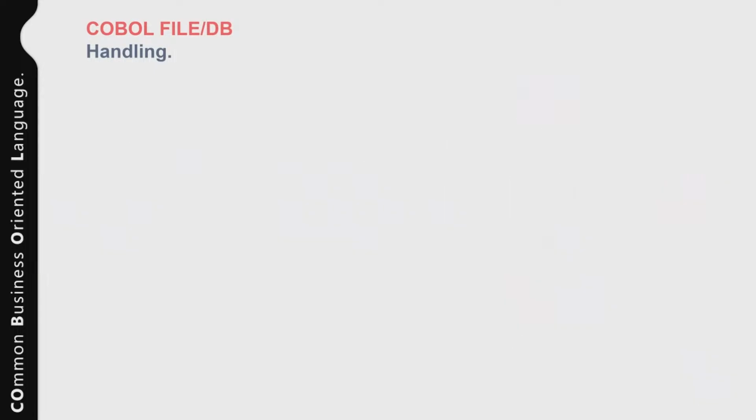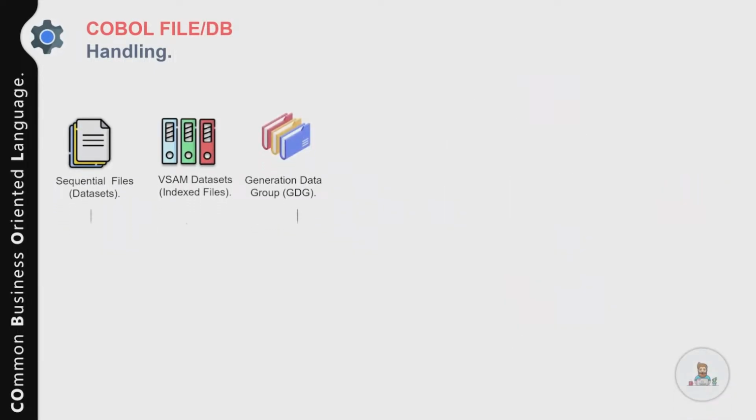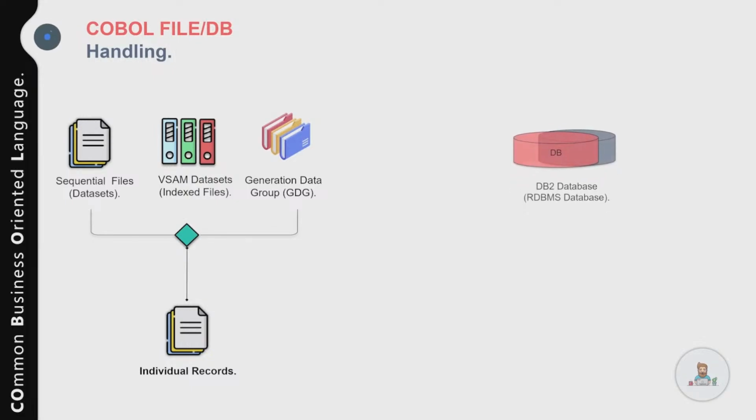Now let me precisely give an overview of a file and a database. So first of all, a file is made up of individual records. A record is a collection of individual fields or data items, and the format of records in the file is defined in your COBOL program.